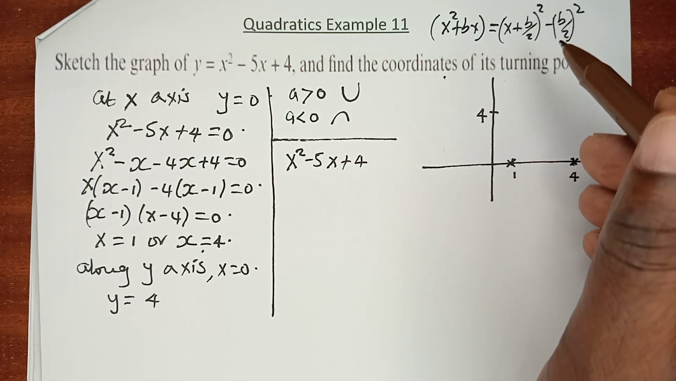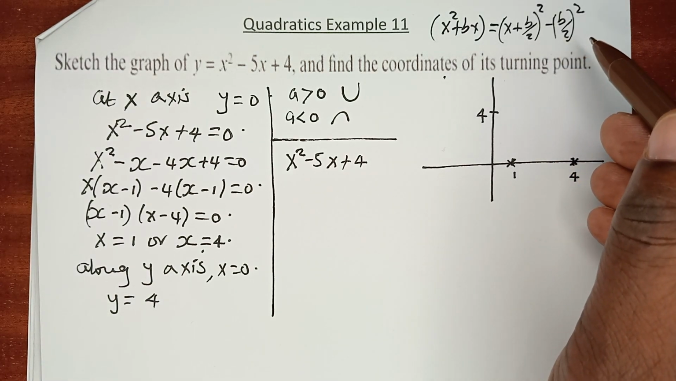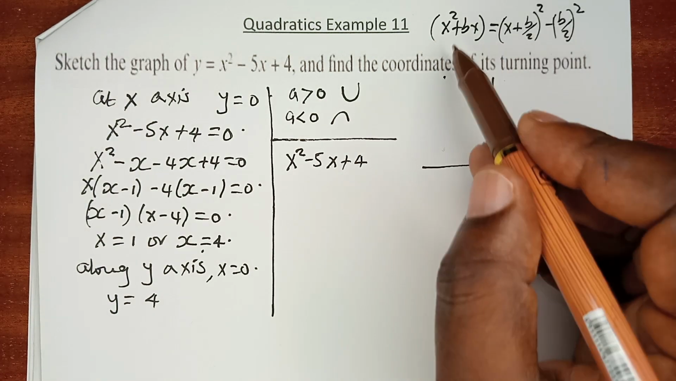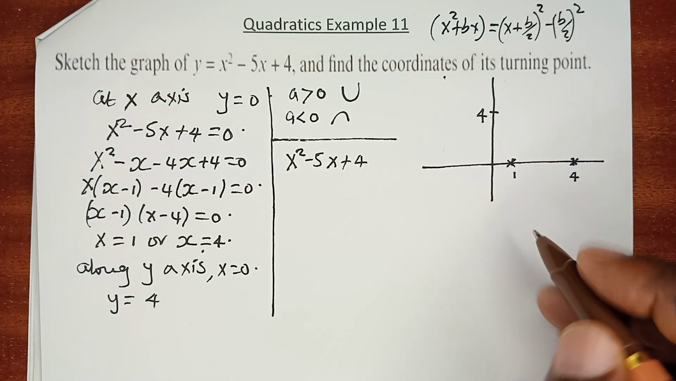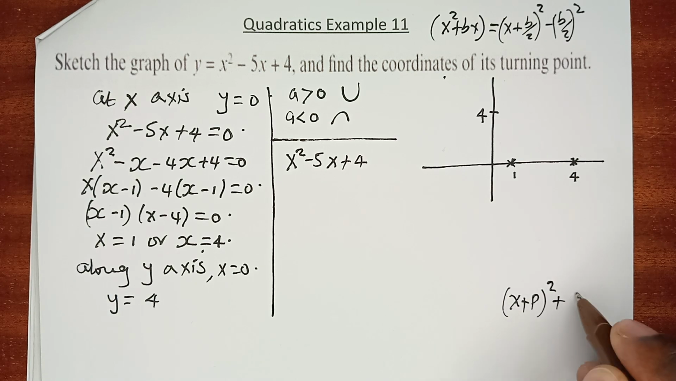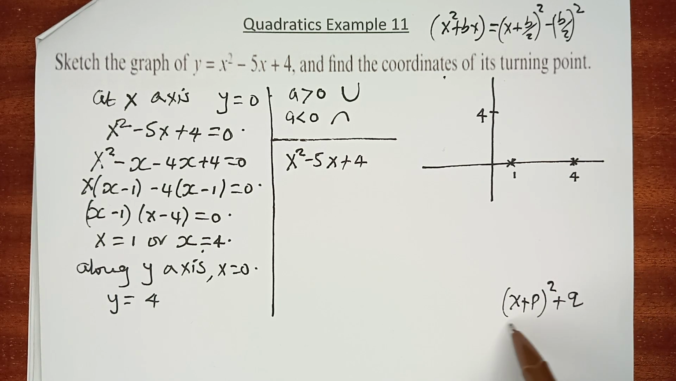Now we have to understand the turning point when it is complete. When this one is complete, it is always in the form of (x plus p) squared plus q. When it is in this format, the turning point has coordinates (minus p, q), whatever p is and whatever q is. So let us try to complete the square here.